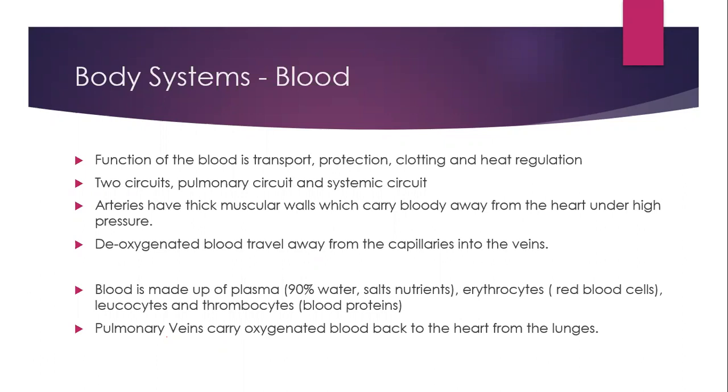Key things to know is blood is made up of plasma, erythrocytes, leukocytes, and thrombocytes. Plasma is about 90% water. It contains salt and nutrients. Erythrocytes are red blood cells. Leukocytes and thrombocytes are blood proteins.